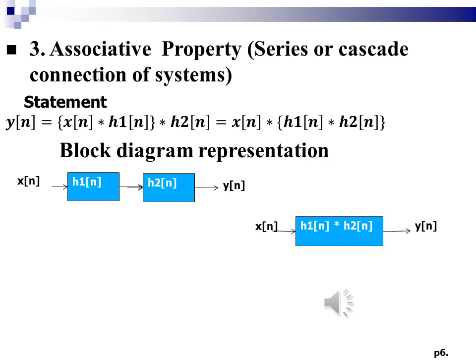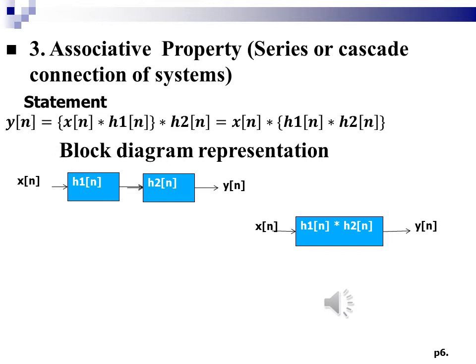Now the third property is known as associative property. This is also known as series connection of the systems or cascading of the systems. The cascading means output of the previous stage is given as an input to the next stage, and the final output is taken from the last stage. So this is what is known as cascade or series.